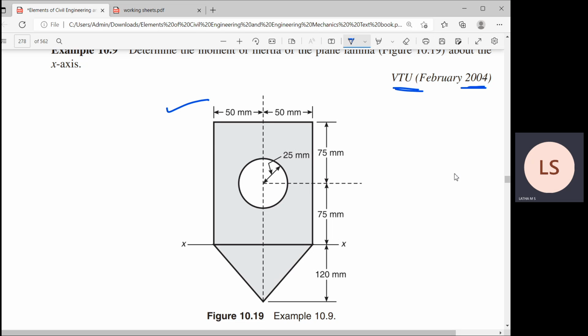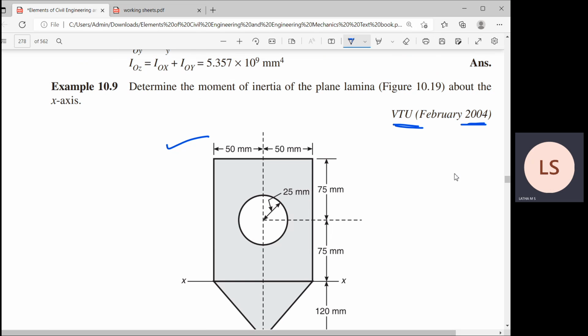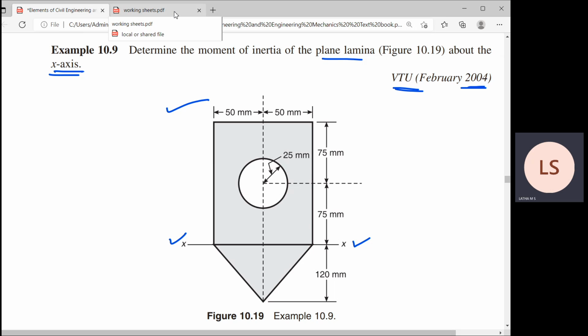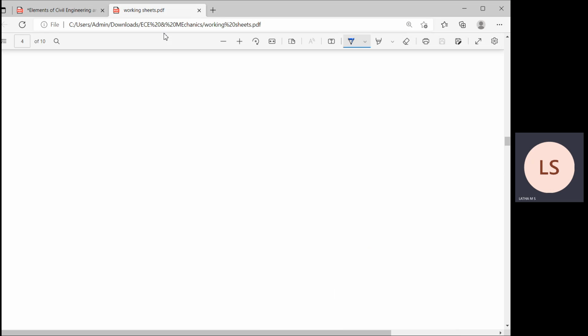They are asking to determine the moment of inertia of the plane lamina as shown in the figure about the axis xx. The axis is already defined in the problem, right? Earlier, we used to locate the whole lamina in the first quadrant, but here the xx axis is already defined. About this axis, we are supposed to calculate the moment of inertia. Very simple and straightforward problem, right? I can apply the perpendicular axis theorem directly. So I'll read out the figure.